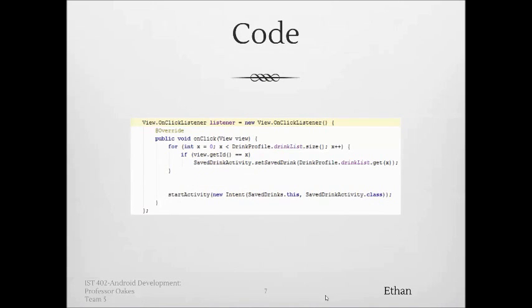Alright, this code is also on the Save Drinks activity, and what this is doing is it's an on-click listener. When you click on a button, it's going to go through a for loop to get the ID of the button you clicked, and then corresponding to that ID, it'll go through the drink array list and get the corresponding drink. So when you get to your next activity, it'll display the correct information that you want to see.